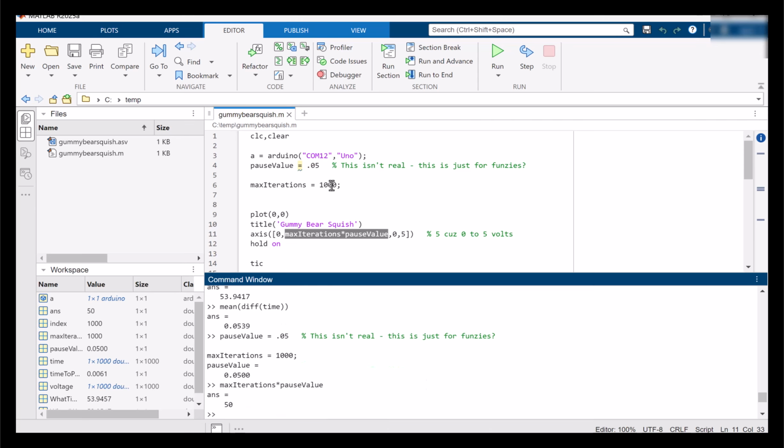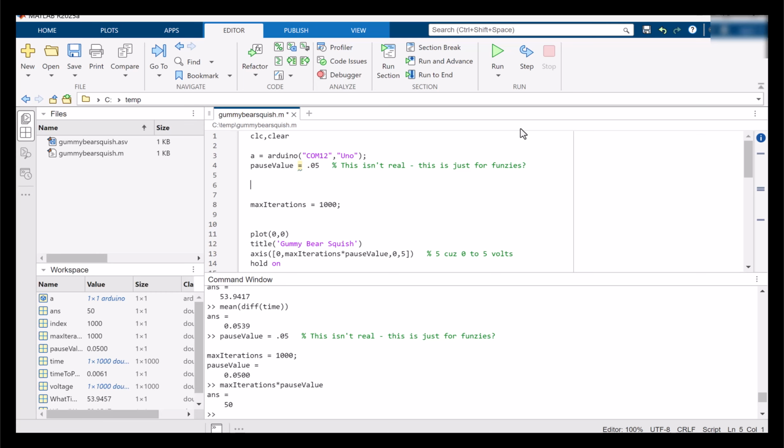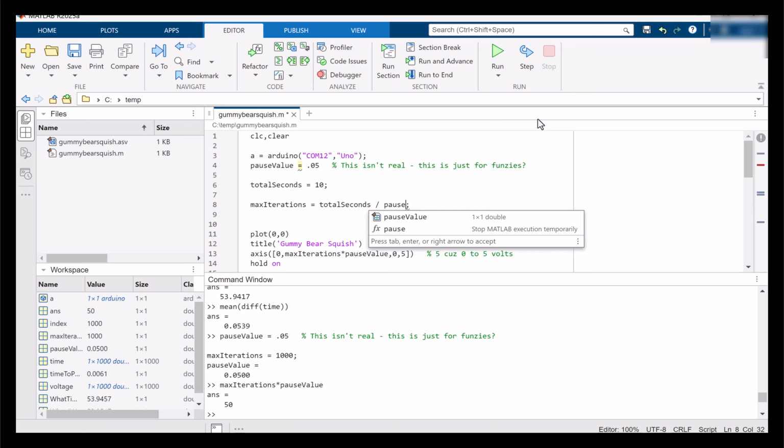If I have 50 and I have 1,000, how do I figure out what the max is going to be? Hold on. What would actually be easier is if I just used the total seconds that I wanted, rather than trying to do the math backwards. Okay, I want 10 seconds. So the max iteration is going to be the total number of seconds divided by the pause value. I think that's right.